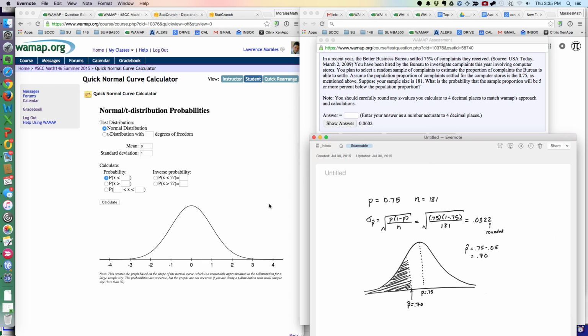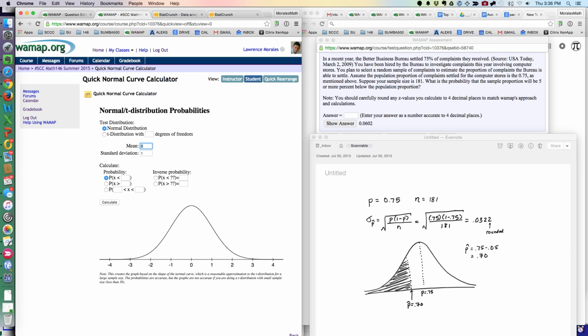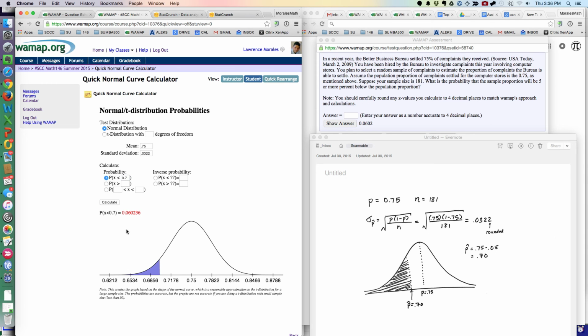So we have everything we need. We know from theory that the center of that sampling distribution is p itself. So we can go over here and say the mean or the center of that distribution is 0.75. The standard deviation rounded to 4 decimal places we found to be 0.0322. And we're trying to figure out the probability that we're 5% or below, or anything less than 0.7. So what is the probability that x, our sample proportion, is less than 0.7? And we do a quick calculation. You can see that the result is 0.0602, and that matches exactly what we expect here in WAMAP.